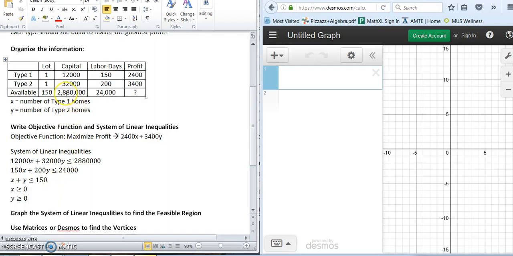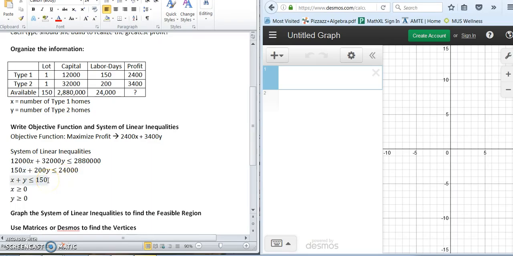So I know there's a total of $2,880,000 of capital. Each type 1 home will cost $12,000 to build, so it's 12,000x, and each type 2 home costs $32,000 to build, so that's 32,000y. And I know I have to be less than or equal to the $2,880,000. For labor days, I know that it will require 150 labor days for type 1, 200 labor days for type 2, and I have a total of 24,000 labor days of work.